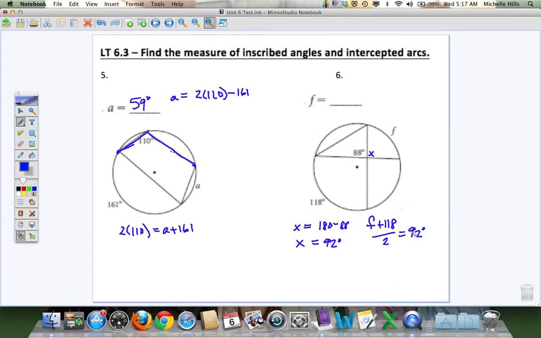Now, if I want to solve this, I could multiply both sides by 2 to get rid of this fraction. So f plus 118 equals 184. And then when I subtract 118 from both sides, f is a 66 degree angle. So arc f is 66.